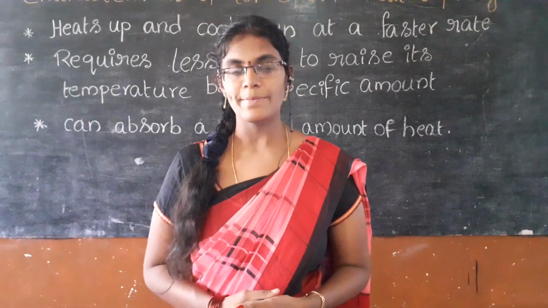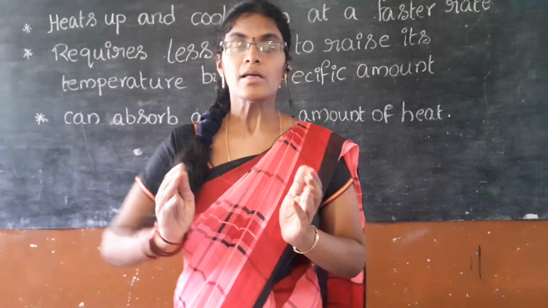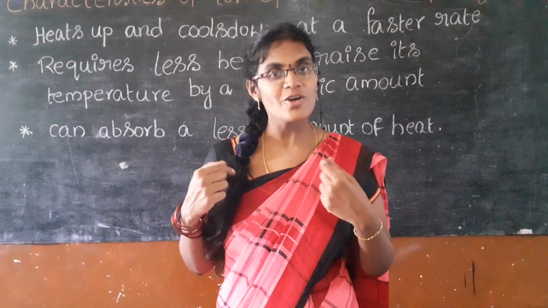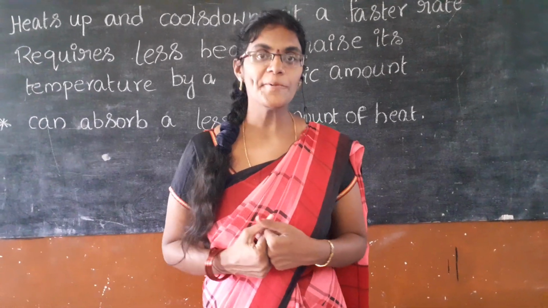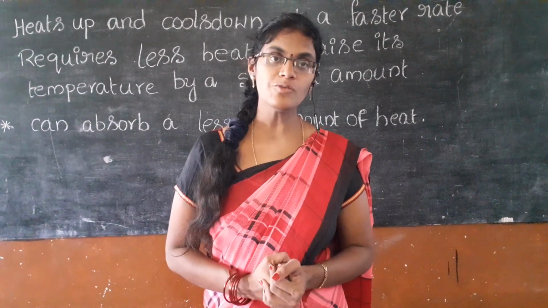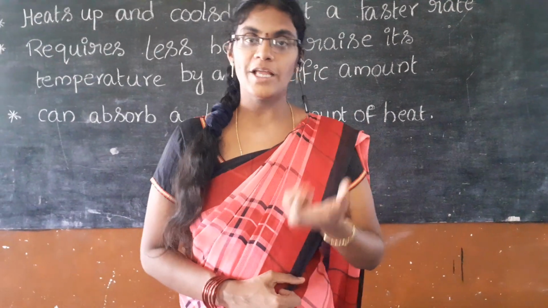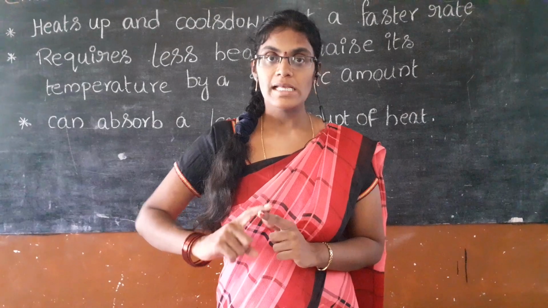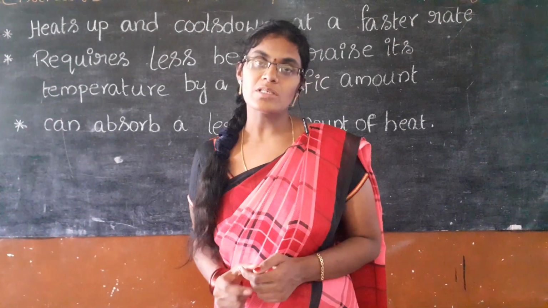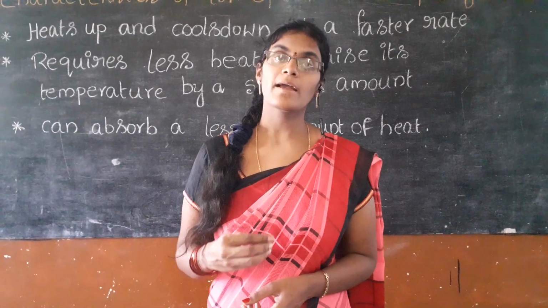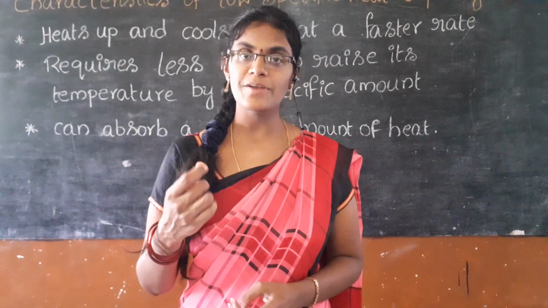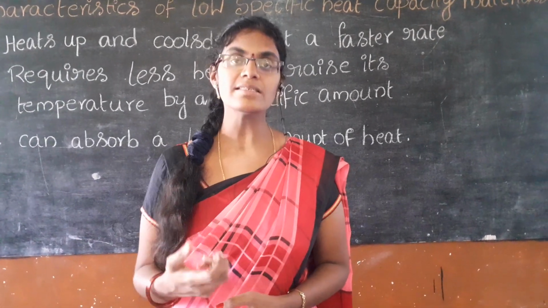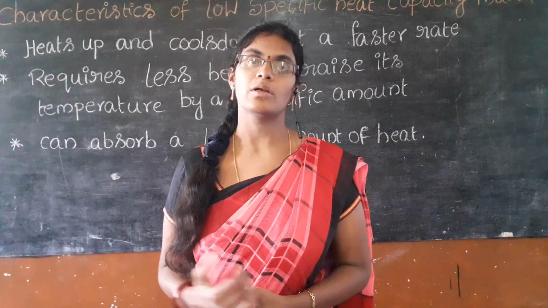One more example is the samosa. The samosa appears to be cool outside, but it is hot when we eat. Why? Because the outside layer of the samosa has less specific heat, but the inside of the samosa contains curry. The curry contains high specific heat ingredients. So that's why the curry maintains heat for a long time.